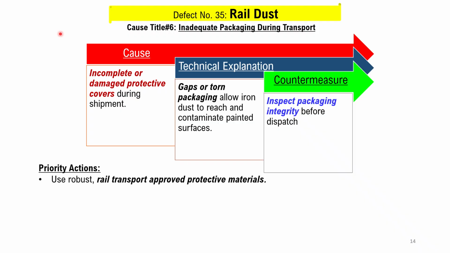The next important cause could be inadequate packaging during transport. Incomplete or damaged protective covers during shipment. Gaps or torn packaging allow iron dust to reach and contaminate painted surfaces. The recommended countermeasures are to inspect packaging integrity before dispatch. The priority actions recommended are to use robust rail transport and approved protective materials.